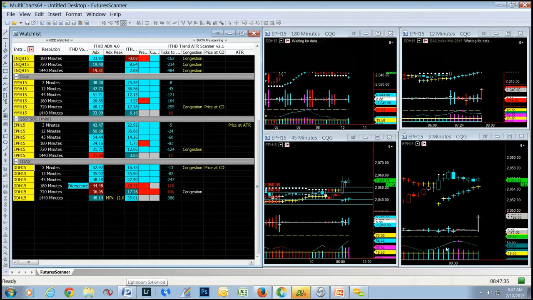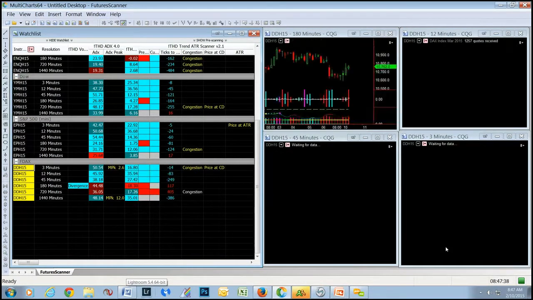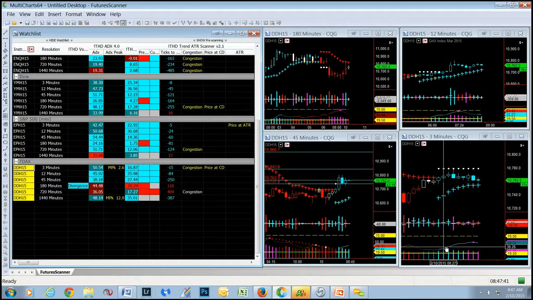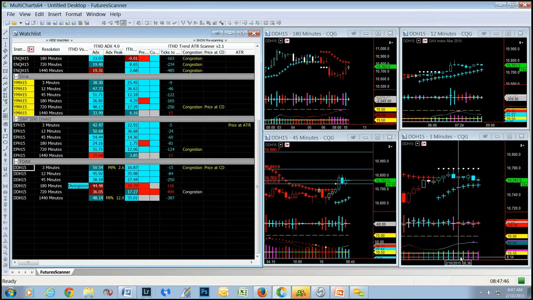Okay, and let's go look at the DAX, my favorite. If you get a magenta peak on the 45-minute, it will retrace to the ATR on the 45-minute. Otherwise, only long positions.